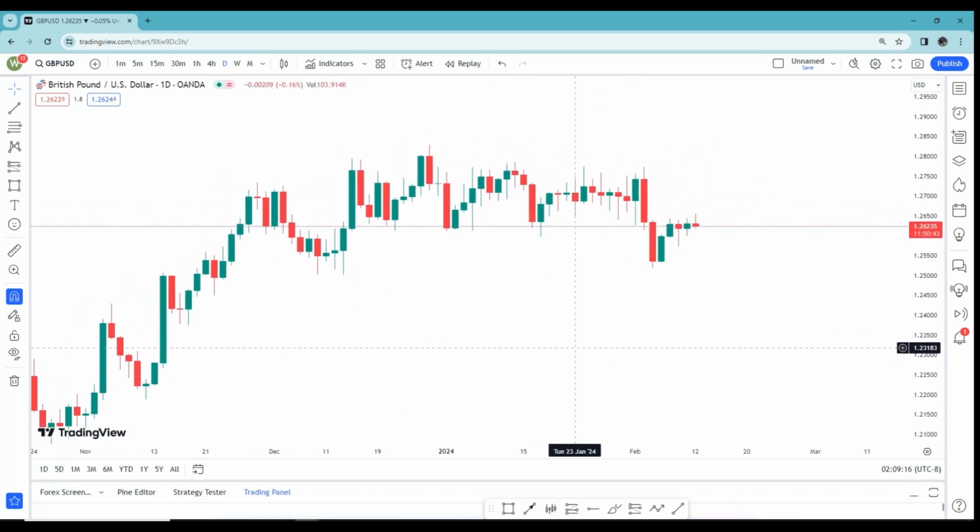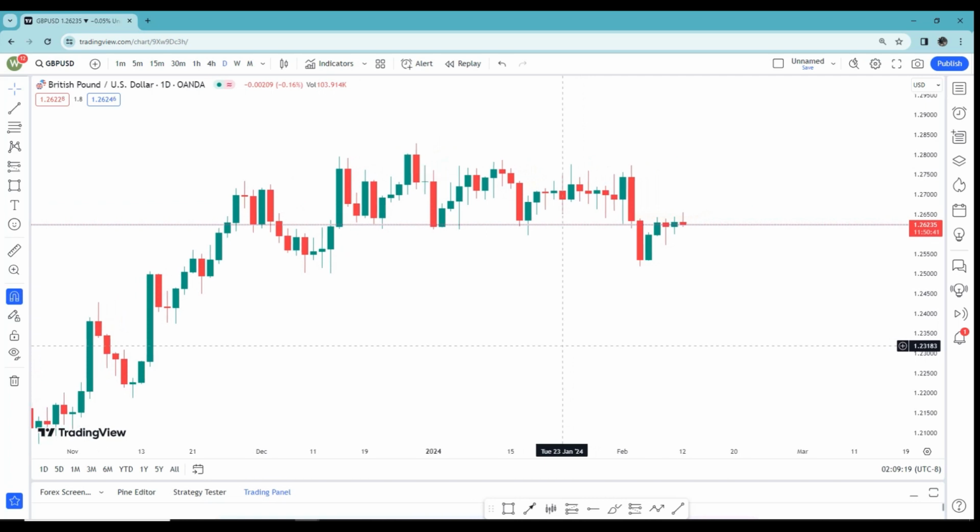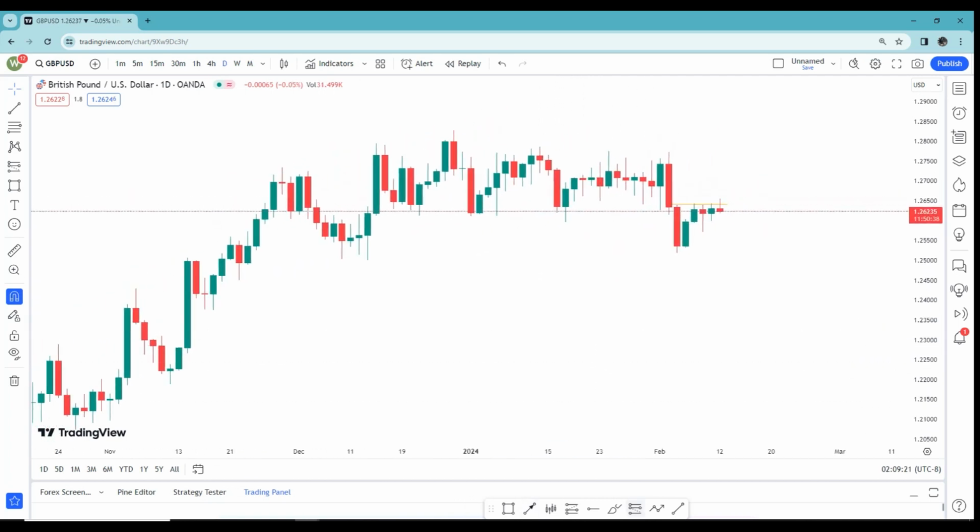In this case, we have GBP USD on the chart. As you can see, at first the price was at this point here, and then came to this point, and went to this point, and this point, and this point, and this point right here, and then came straight down to this point. And right now currently it's at this point here.